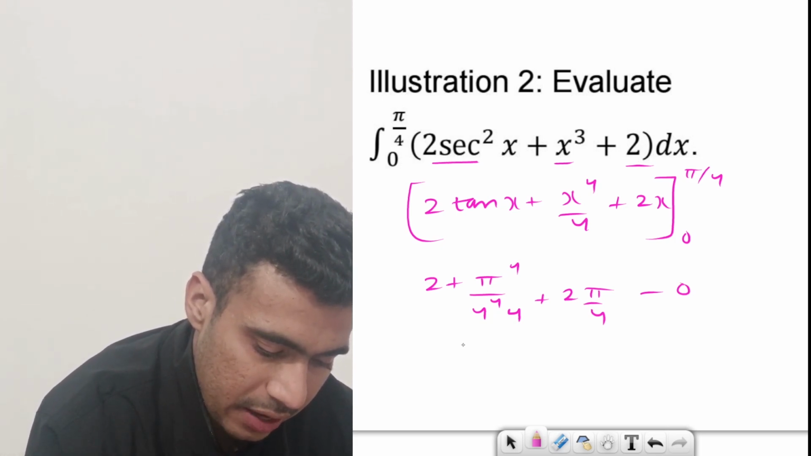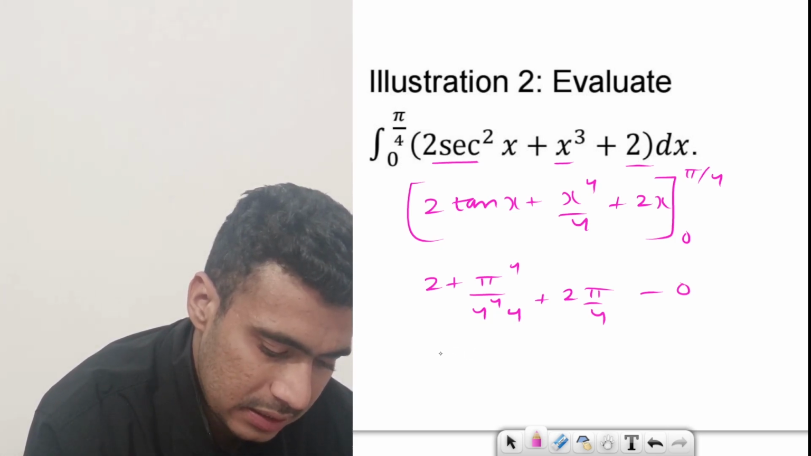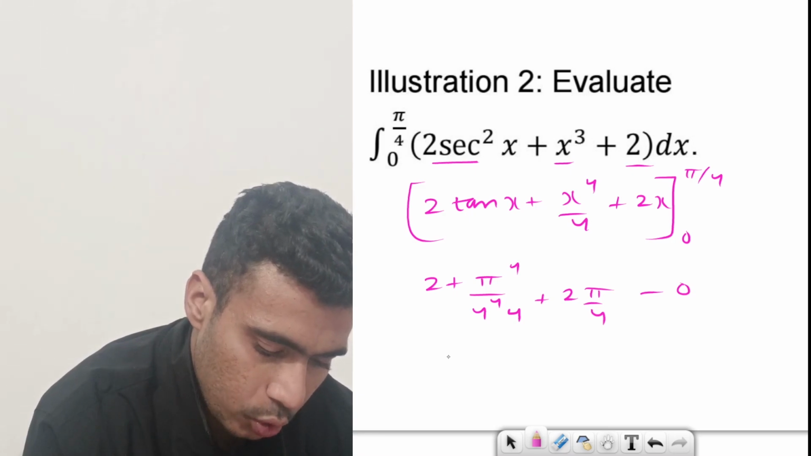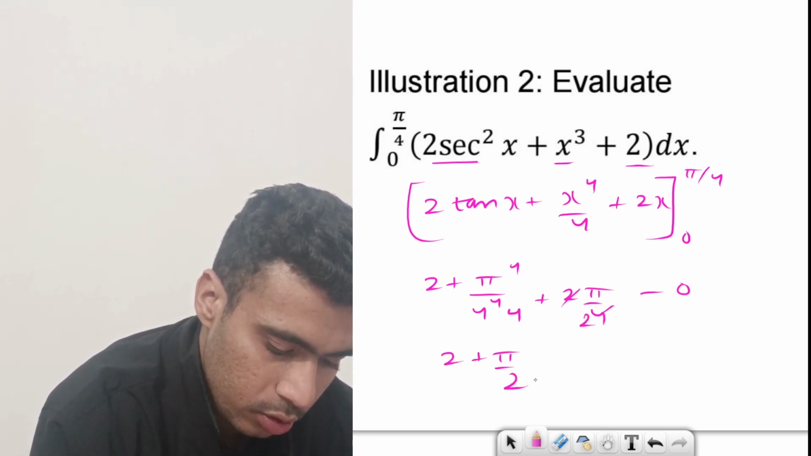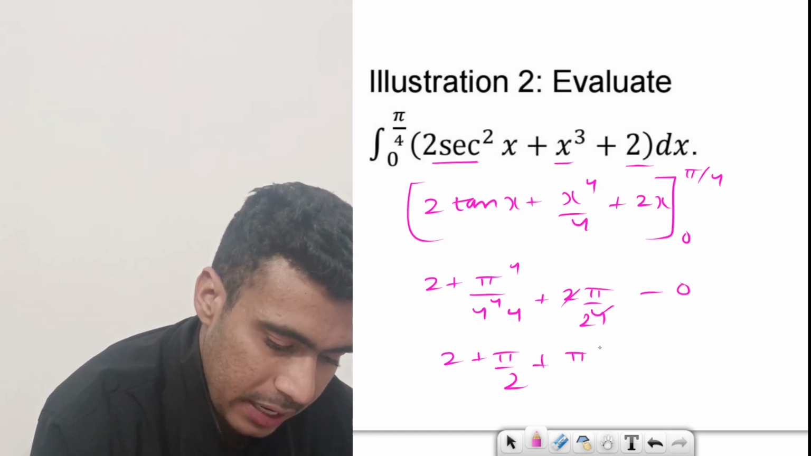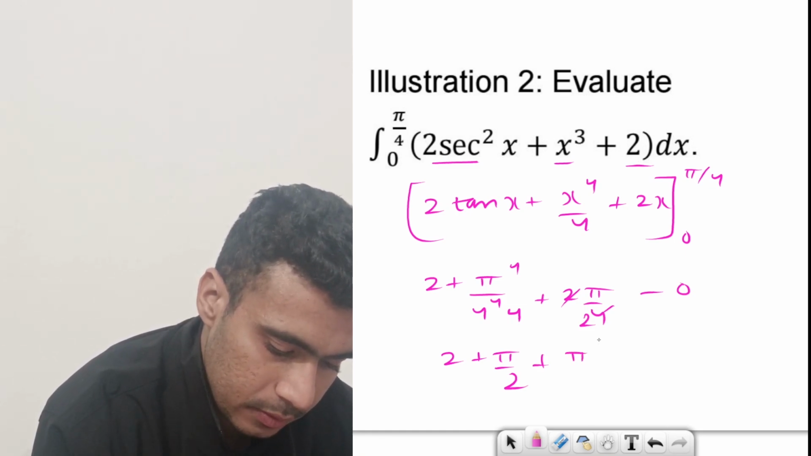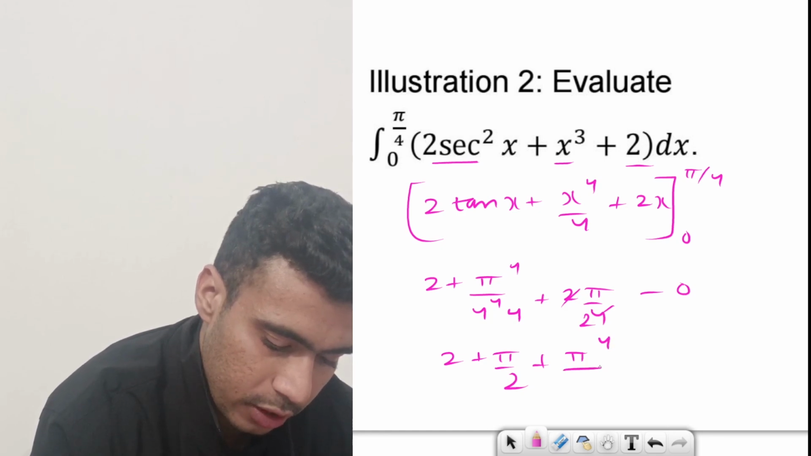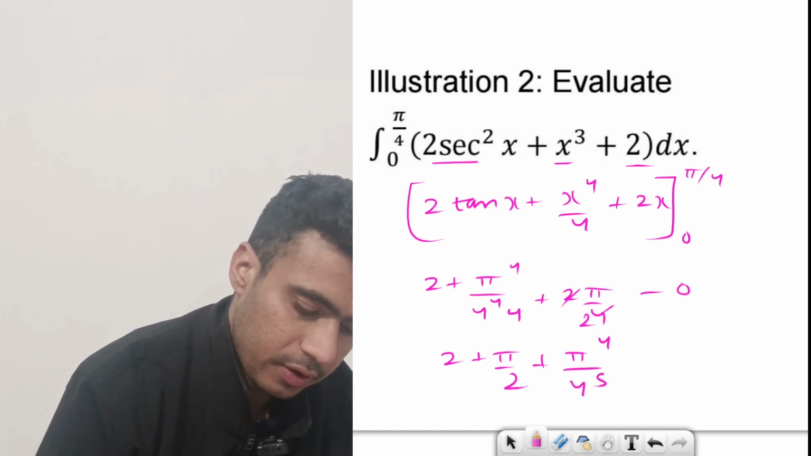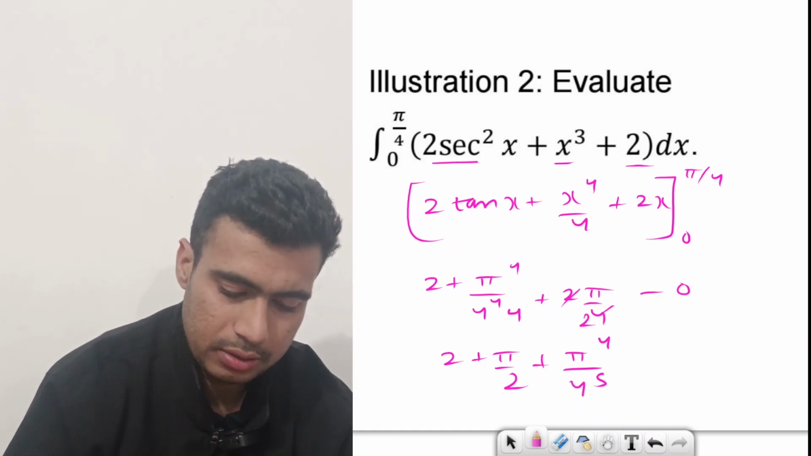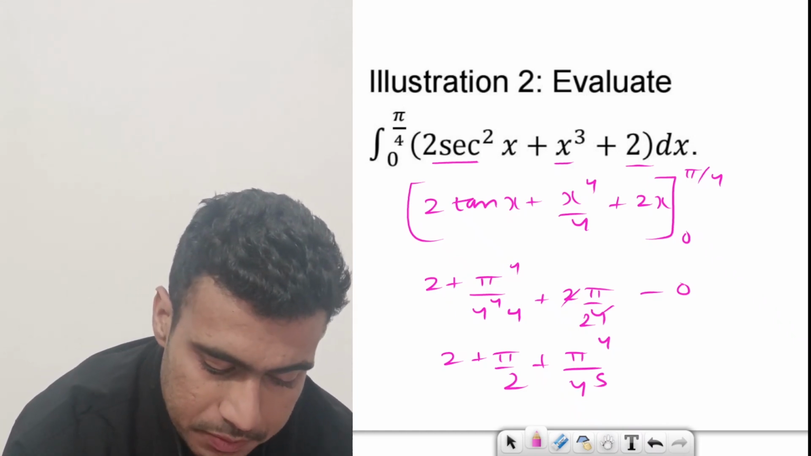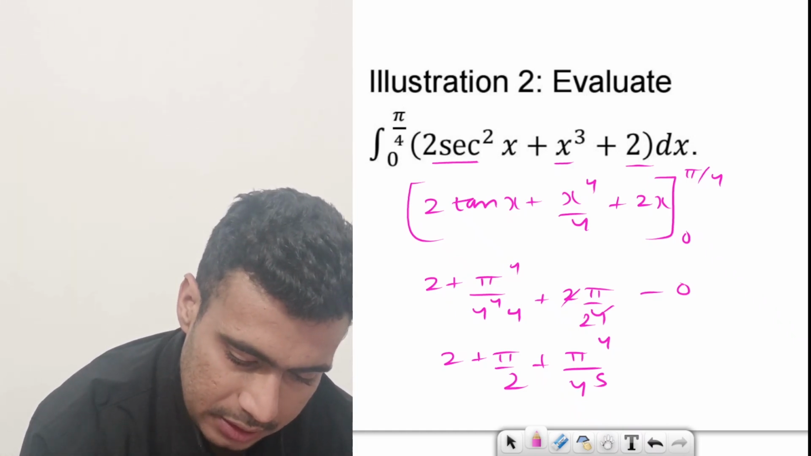And finally what I have is 2, and this will be pi/2. So 2 plus pi/2 plus you will be having pi to the power 4. Okay, and just give me a second. Yes, so it will be pi to the power 4 upon 4 to the power 5. Further, you can simply write it in this way also, or as per given in the option आप उसको convert भी कर सकते हैं. Fine.